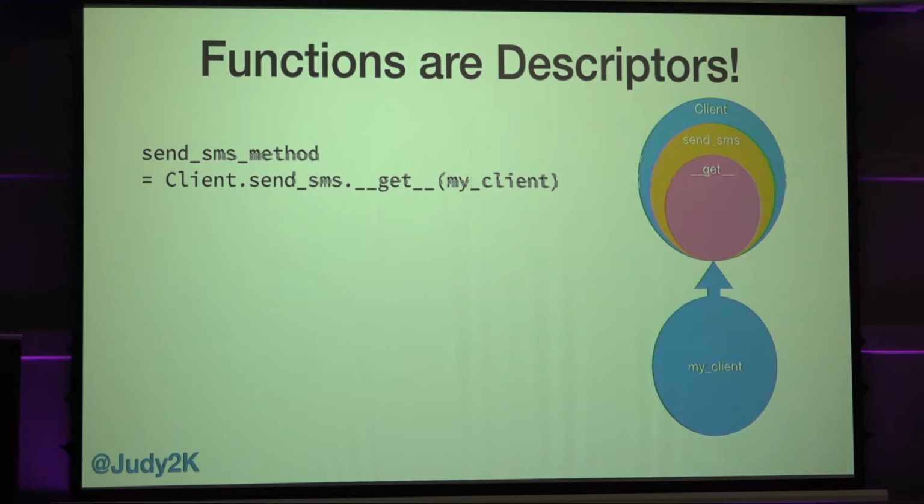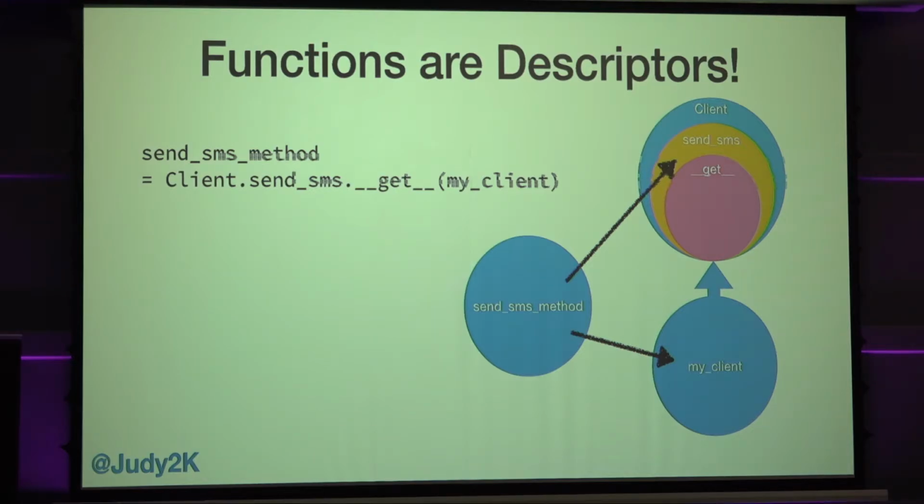So I'm not sure this diagram is as helpful as I thought it was when I drew it, but I'm going to go through it anyway. So we've got our client class, our send SMS function, which defines dunder get. All functions in Python define dunder get. They are descriptors, which means that when you try and access it through the instance, I've got this kind of rewritten version here, client.sendSMS.dunderget.